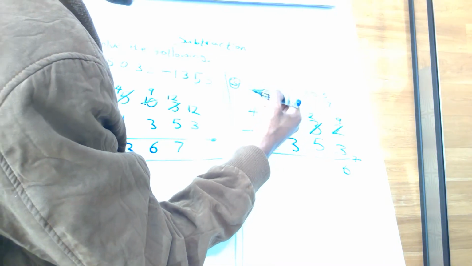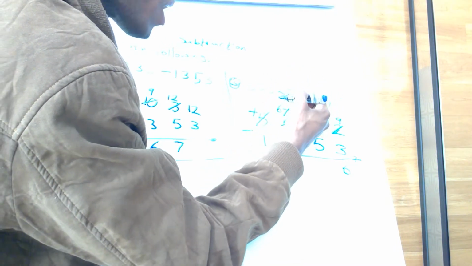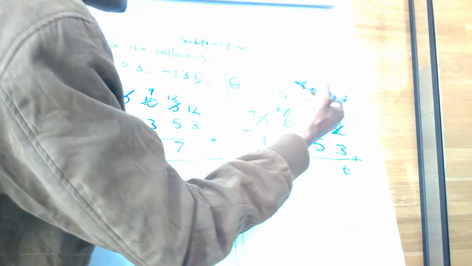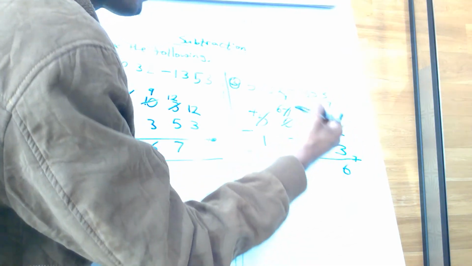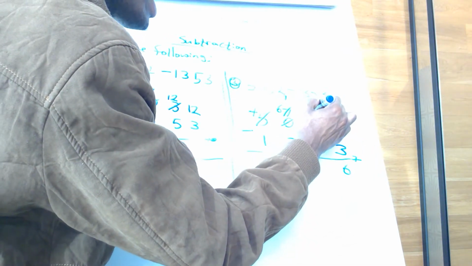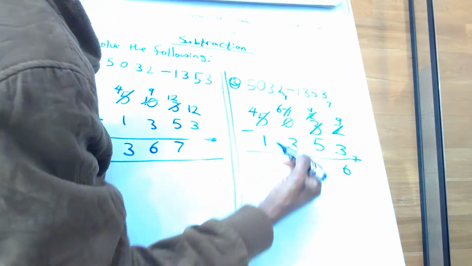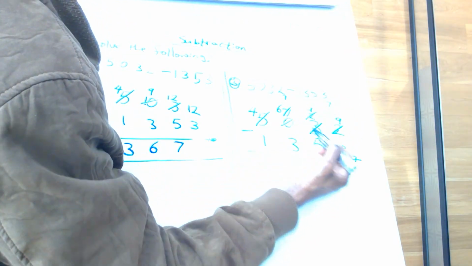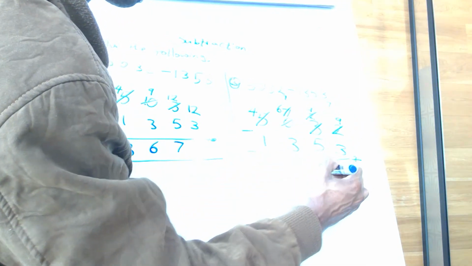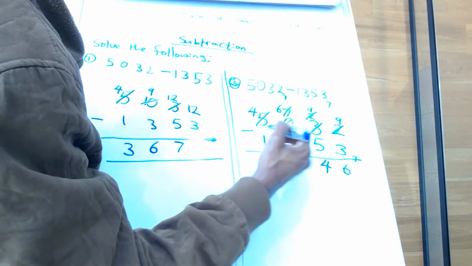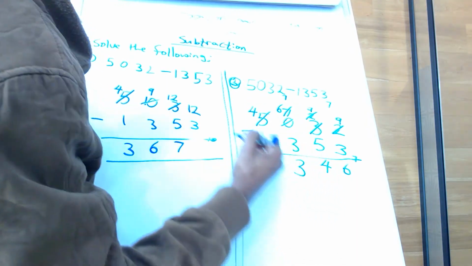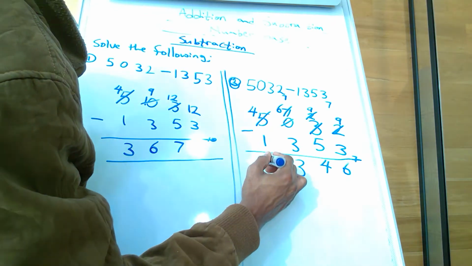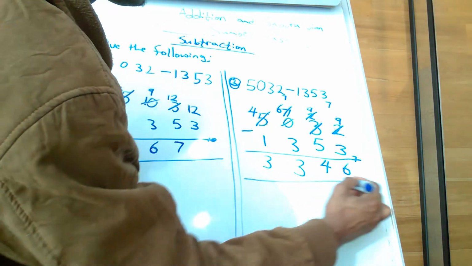Now, you cannot add the 1 here. You have to add the base to these 2. That is 7 plus 2 will give us what? 9. That will be now 9 minus 5 is what? 4. 6 minus 3, 3. 4 minus 1, 3. This is our answer.